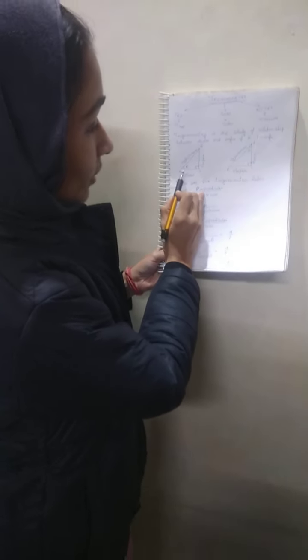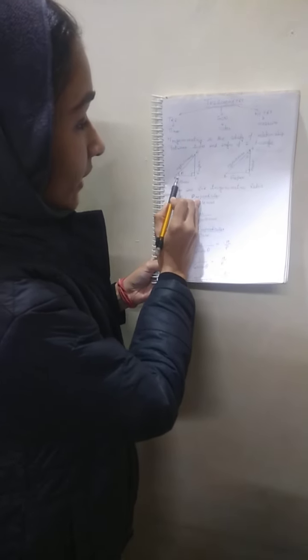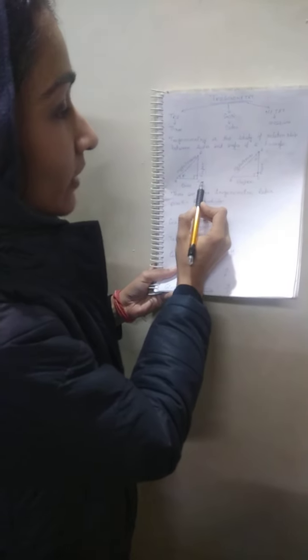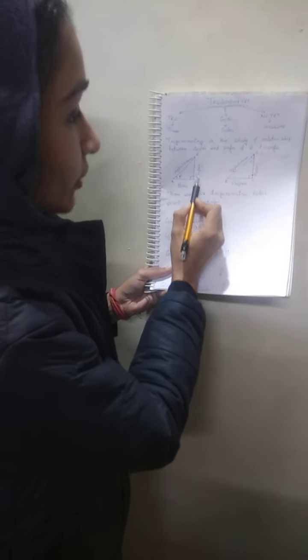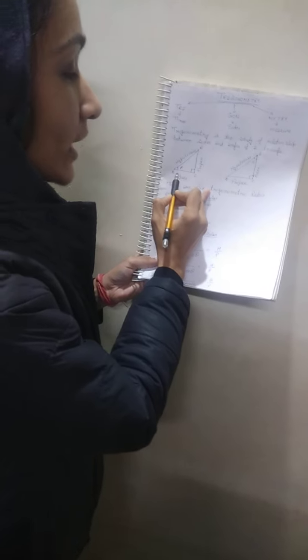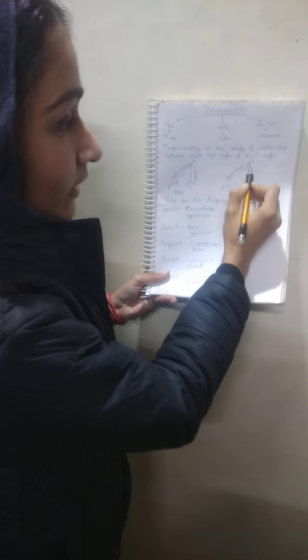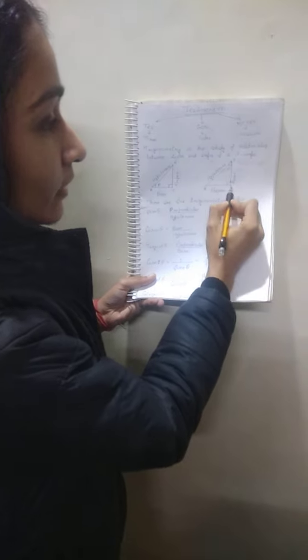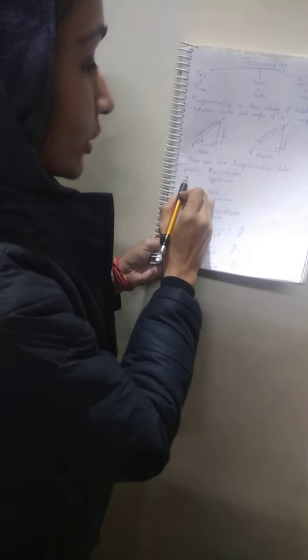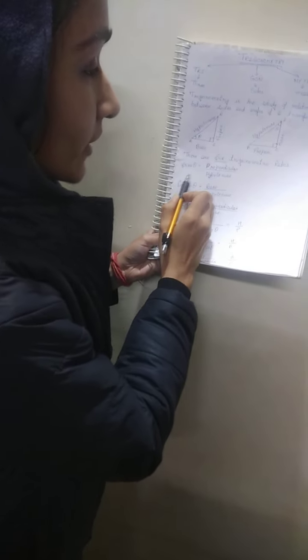If we take an angle of reference at point B, then the BC side becomes our base, the AC side becomes the perpendicular, and the longest side of the triangle becomes the hypotenuse. If we change our angle of reference, then the AC side becomes the base and the perpendicular is the BC side, and the hypotenuse remains at the same position. With the help of this triangle, we can find the 6 trigonometric ratios.